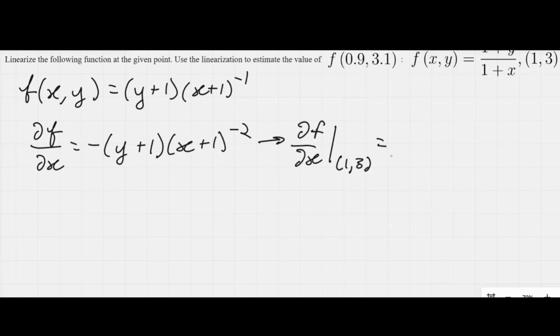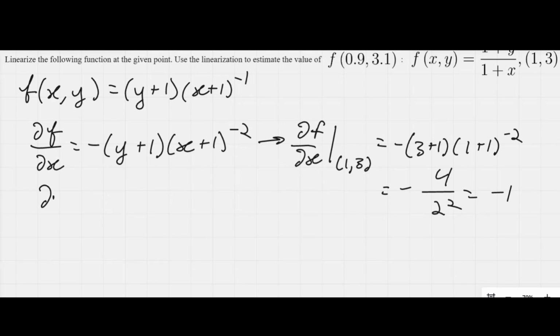And so that is simply going to be negative 3 plus 1 times 1 plus 1 to the power of negative 2. That is equivalent to saying negative 4 over 2 squared, which is negative 1, because 2 squared is 4. Alright, let's do the same thing, but now for the partial derivative of f with respect to y.